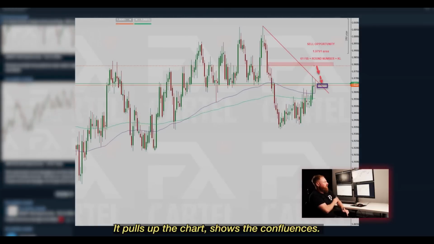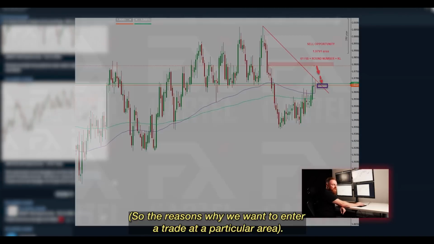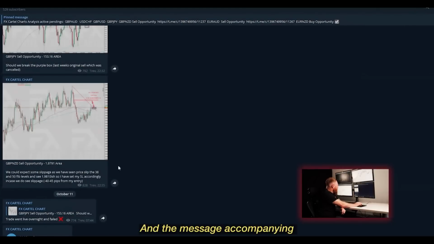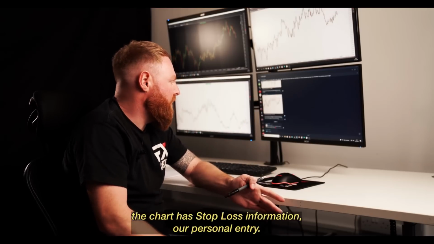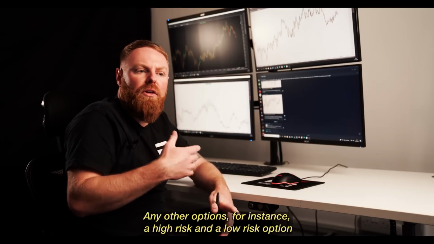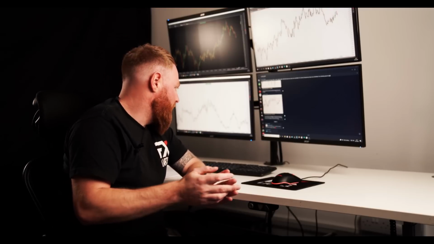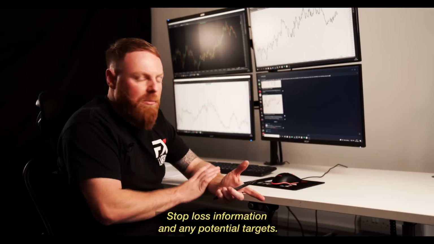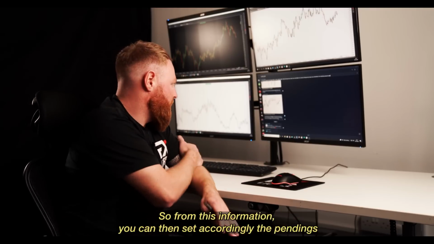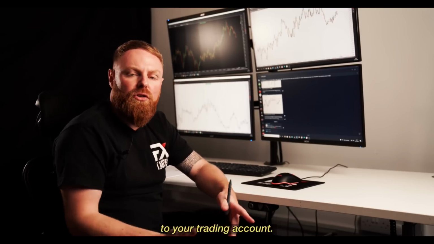It pulls up the chart and shows the confluences, so the reasons why we want to enter a trade at a particular area. And the message accompanying the chart has stop loss information, our personal entry, any other options, for instance a higher risk and a lower risk option if there is an option available, and any potential targets. So from this information you can then set accordingly the pendings to your trading account.